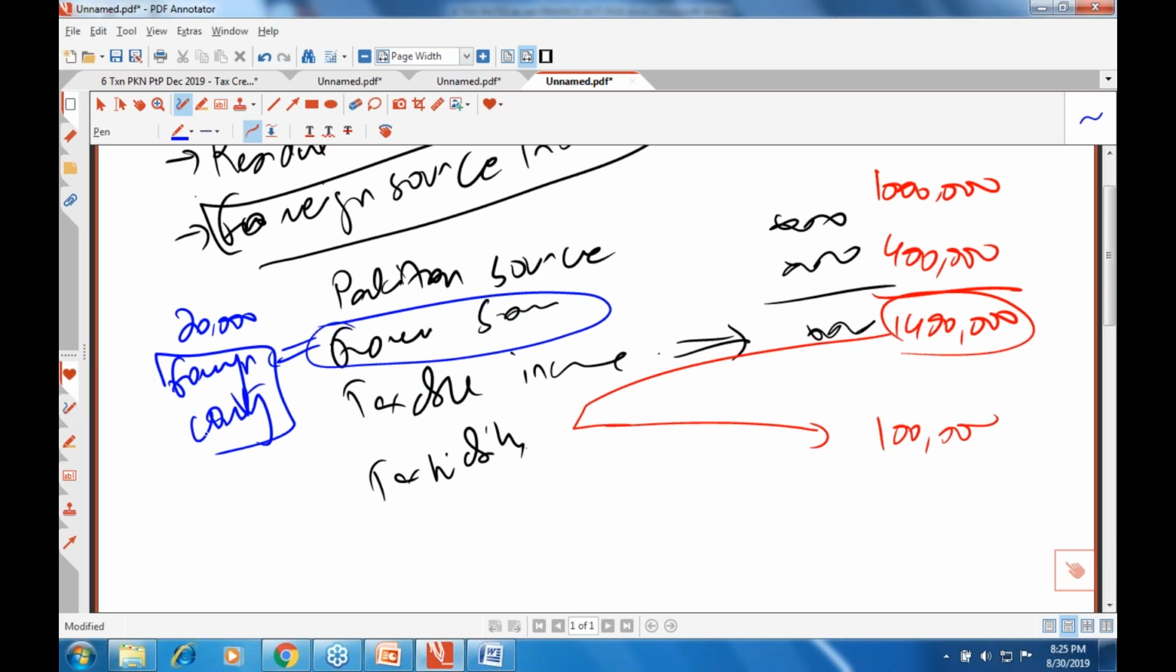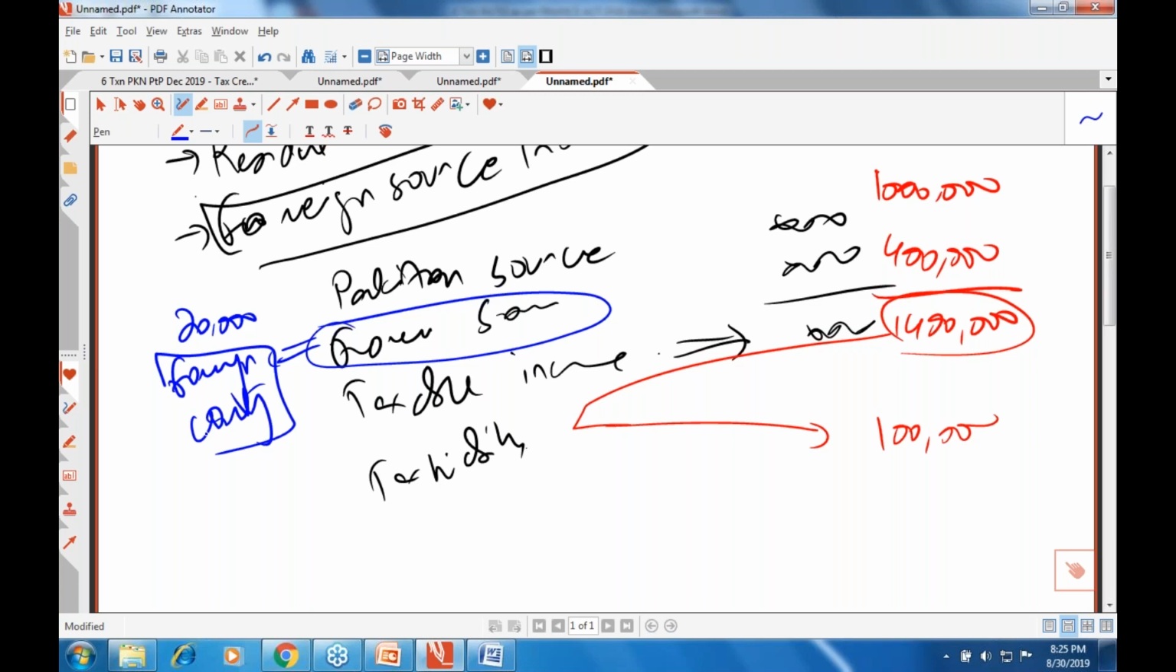Basically, the tax authorities allow you a reduction in your tax liability because you have already paid tax in the foreign country. They understand that it would be very unfair if you were taxed twice. You've already paid taxation on your foreign source income in the foreign country, and if you pay taxation on it in Pakistan also, that is double taxation, and it is a bit unfair to you. So how do tax authorities manage this?